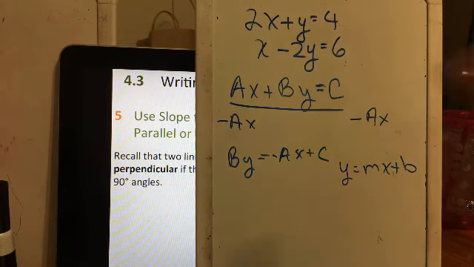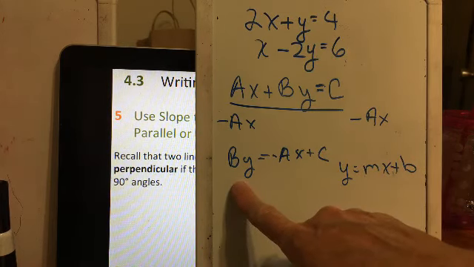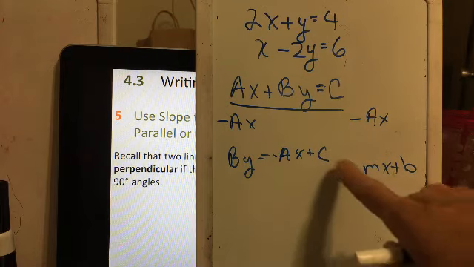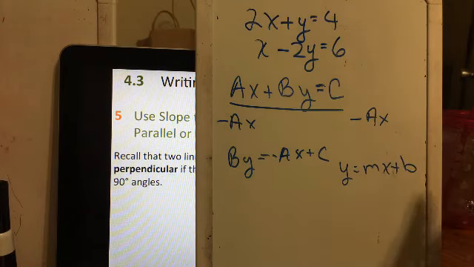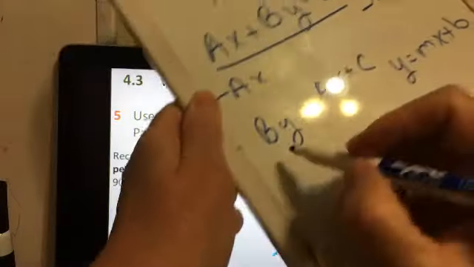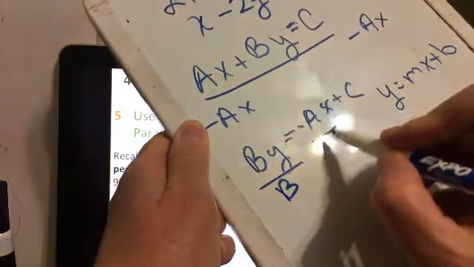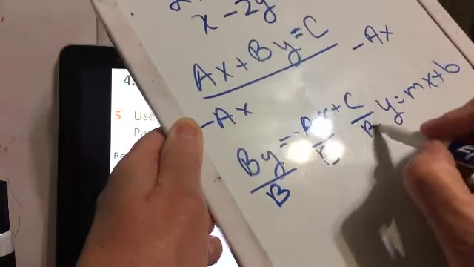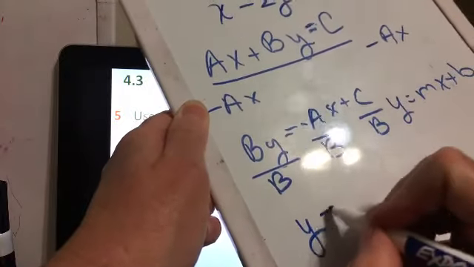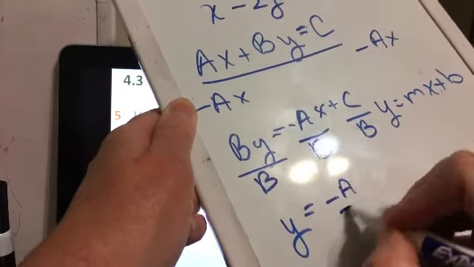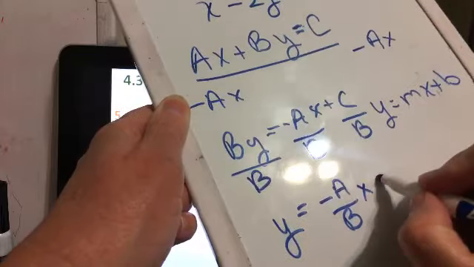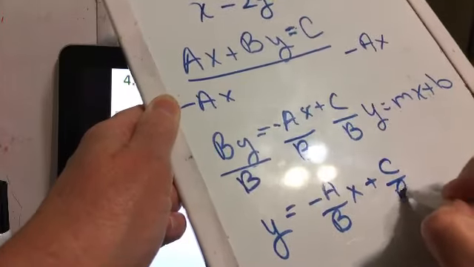Okay, so now I just want a y. I don't want a by. So I'm going to divide everything on both sides by b. I'm going to divide by b, divide by b, divide by b. So now I have y is negative a over b x plus c over b.